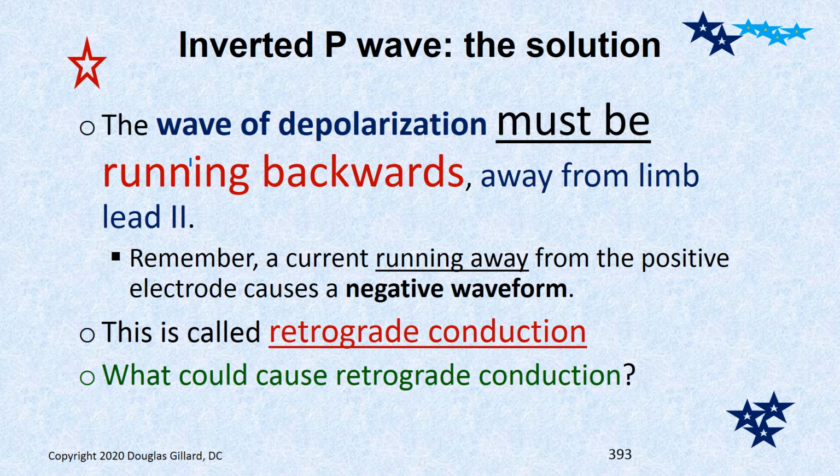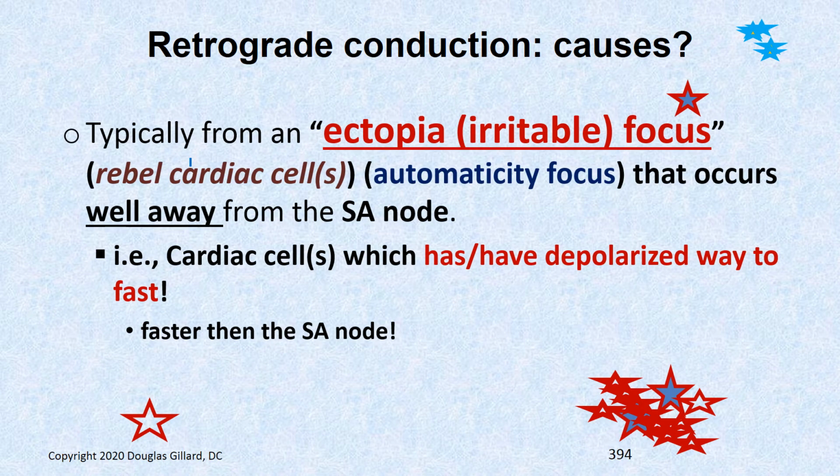Remember, a current running away from a positive electrode causes a negative waveform. That's called retrograde conduction. So what would cause this retrograde conduction? Well, it's typically from a spark that is not sparking from the SA node. We don't call it a spark, we call it an ectopic focus. You could also say the patient has ectopia.